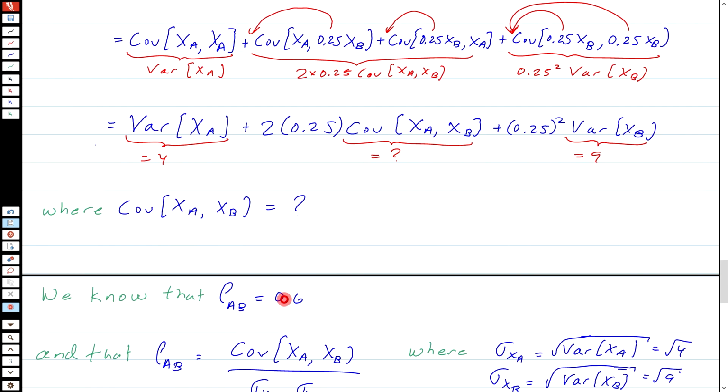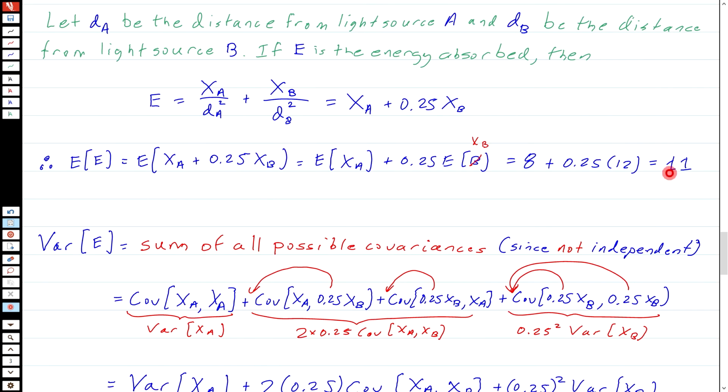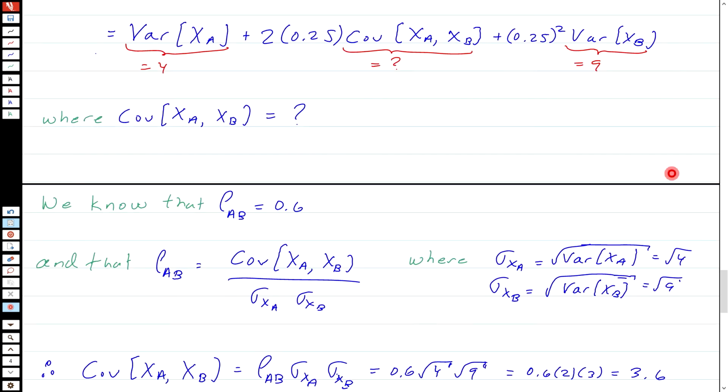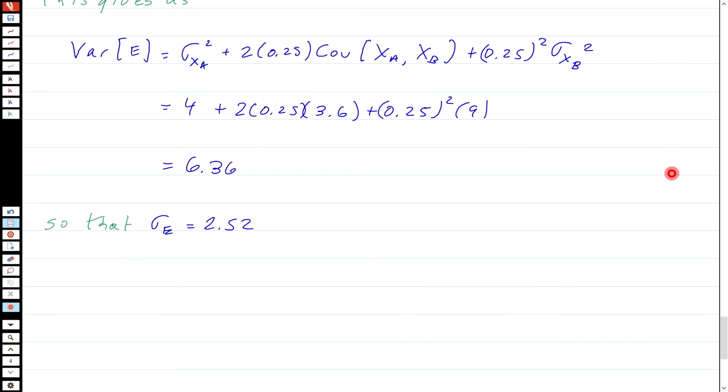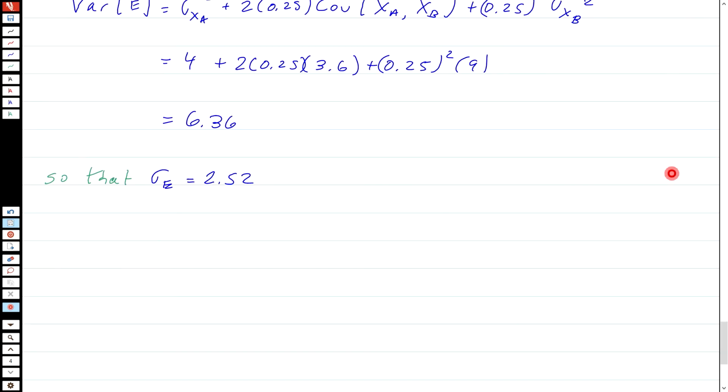Let me just go up and look: the expected value is 11, so we've got a coefficient of variation of about a quarter, 0.25. Okay, so that concludes the lecture about linear combinations. You'll see some examples and some questions about this coming up in your assignment and in the tutorial. Hopefully this will help clarify how to compute means and variances of sums of random variables.